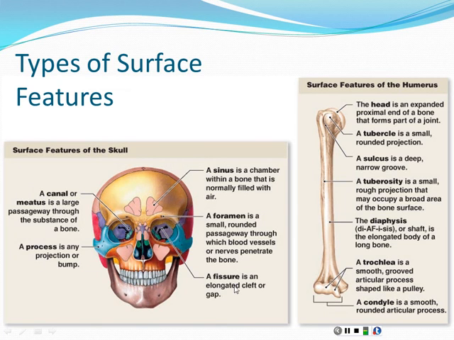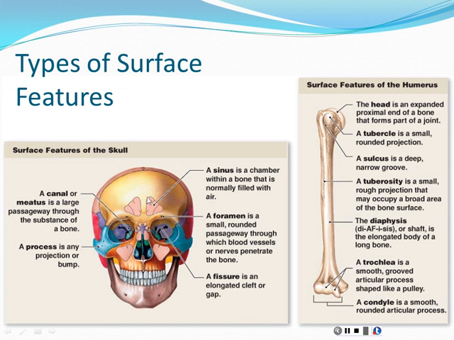A fissure is a kind of long and narrow gap. So in some ways, a fissure is a crack. A fissure is usually a gap that is longer than it is wide. A process is any part of the bone that sticks out. So, for example, if you tap behind your ear, there is a part of the skull that sticks out back there. That's called the mastoid process, and it's called a process because it sticks out from the skull.